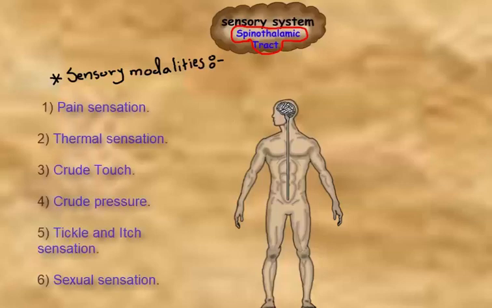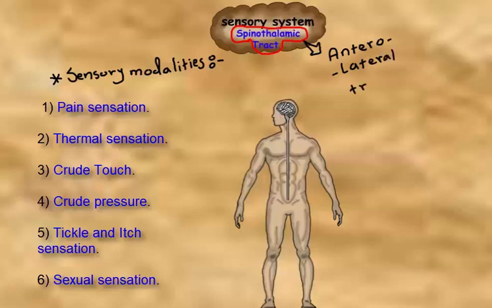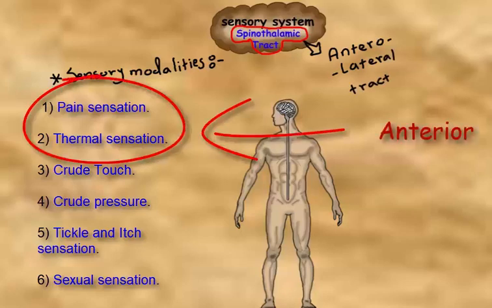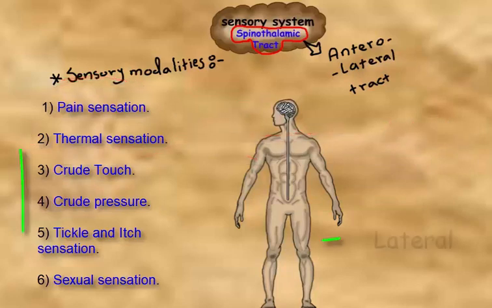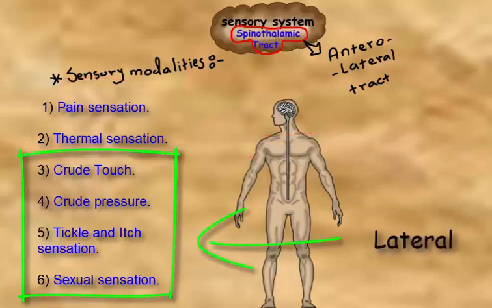And these sensory modalities are pain and thermal sensation, the sensation of crude touch, crude or deep pressure, tickle and itch sensation, and sexual sensations. The spinothalamic tract is also named the anterolateral tract. Pain and thermal sensations are transmitted through the anterior spinothalamic tract, while the rest of the sensations are transmitted via the lateral spinothalamic tract.